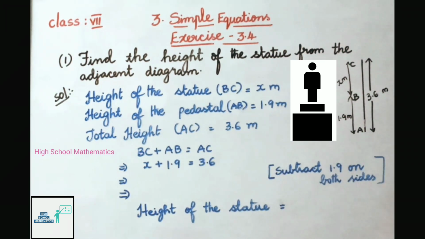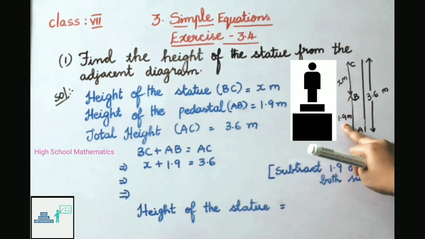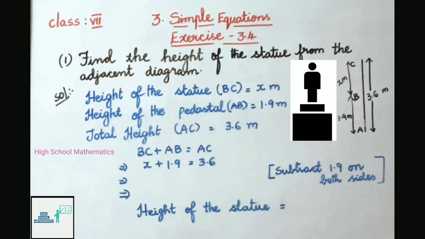There is a statue along with a pedestal. Height of the pedestal is given as AB, that is 1.9 meters, and height of the statue we don't know, that is x meters, we have treated. Ground to statue is 3.6 meters. We have to find the height of the statue. Let us see the solution.